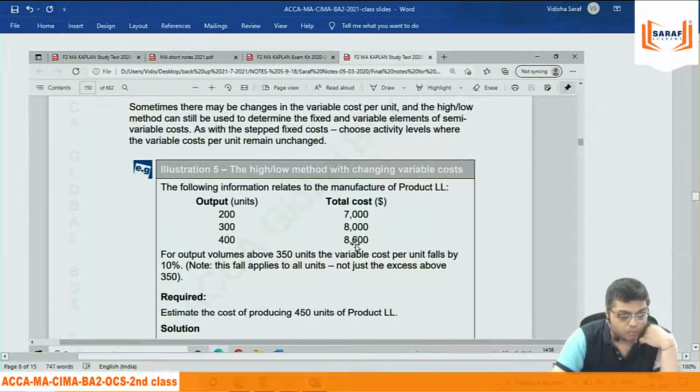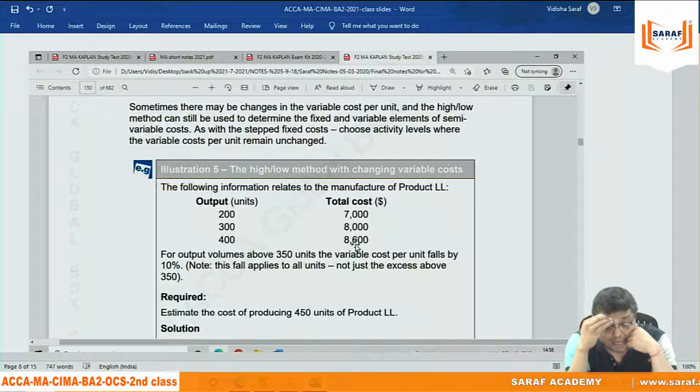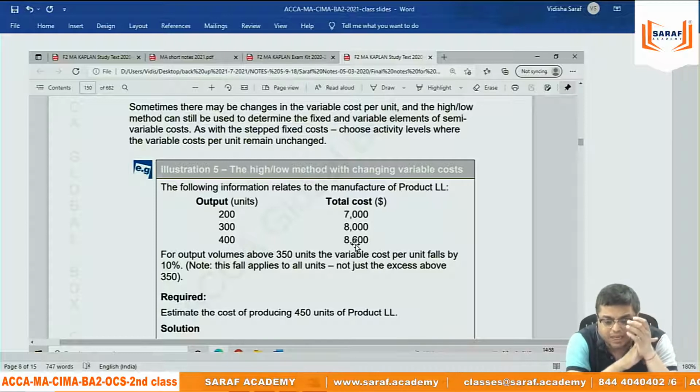For output volume above 350 units. Now I am not changing the question, the way it is, we are discussing that way only. For output level above 350 units, the variable cost per unit falls by 10%. In the previous question, there was a change in the fixed cost. Now here there is a change in the variable cost.